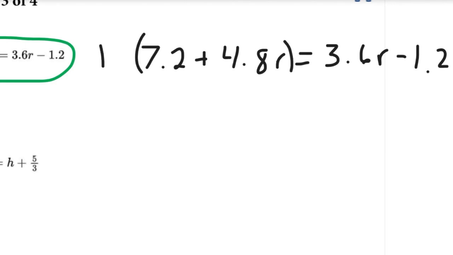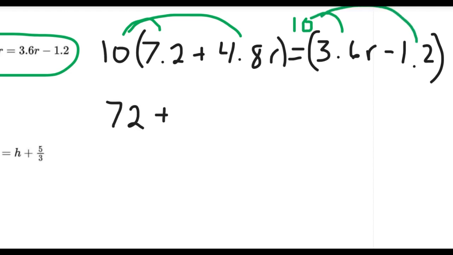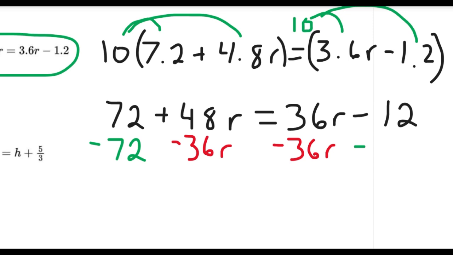So to multiply by 10, I'm going to put both sides of the equation in parentheses, and I'm going to distribute 10, which ends up getting rid of the decimal. So what that does for me is it gives me 72 plus 48r equals 36r minus 12. Next, I'm going to solve for r, or basically I'm going to get r on one side of the equation and the constant on the other side of the equation.